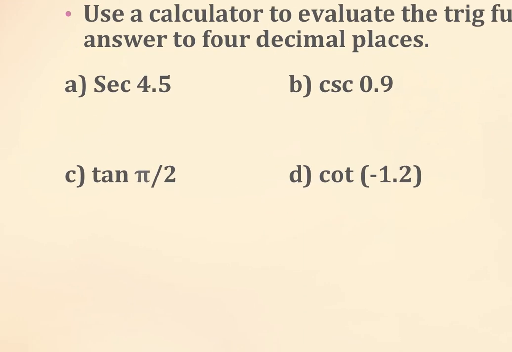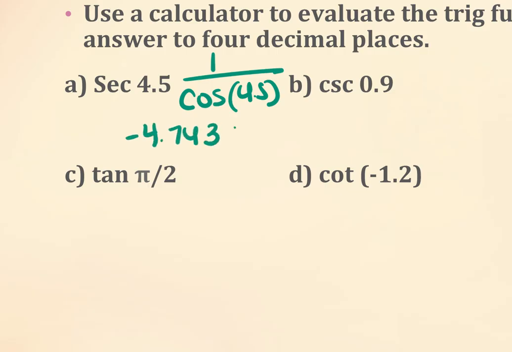And then to find secant, we don't have a secant button, right? But what is secant? 1 over cosine. Good. So this would be 1 over cosine 4.5. So I literally just do 1 divided by cosine 4.5. And I get negative 4.7439.